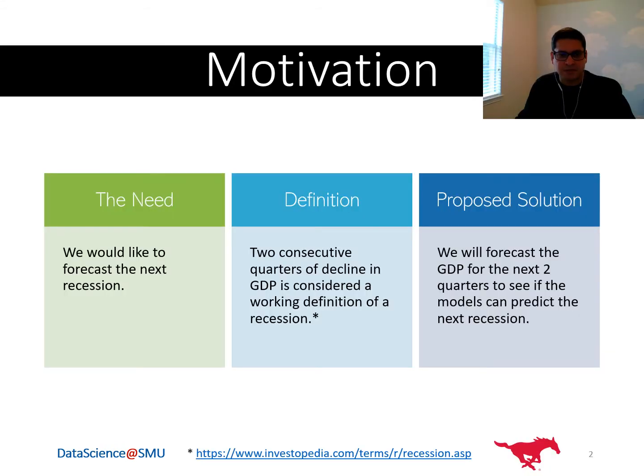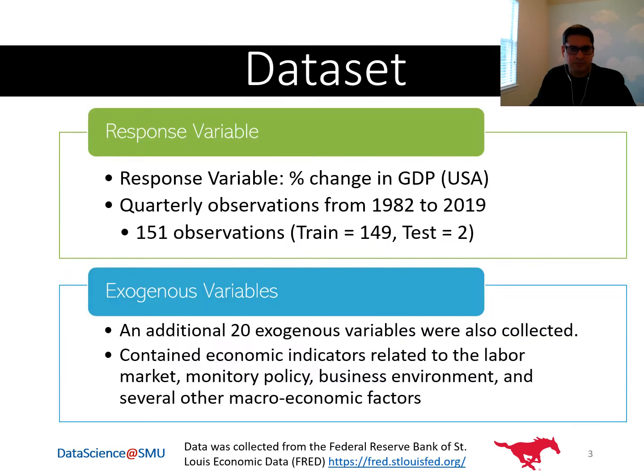By some definitions, a recession is defined as 2 consecutive quarters of GDP decline. So we are going to build a model to predict the GDP for the next 2 quarters. Our dataset consists of the GDP for USA from 1982 to 2019. We also collected about 20 macroeconomic exogenous variables which could potentially impact the modeling of the GDP.